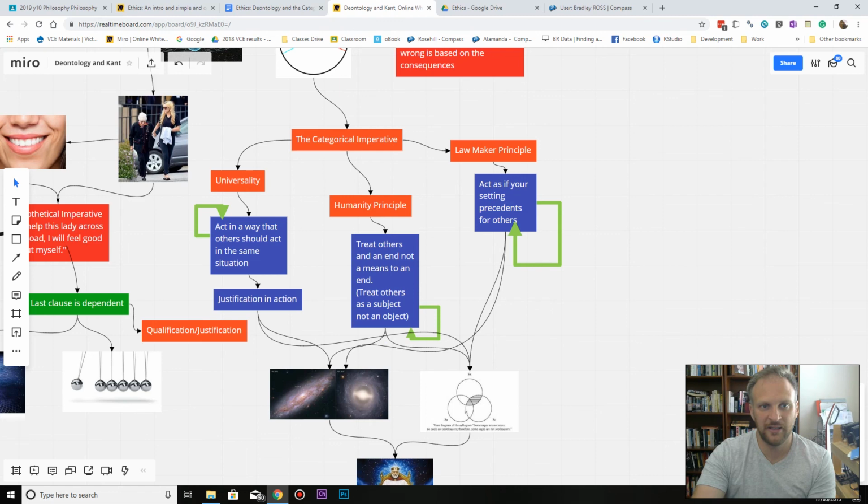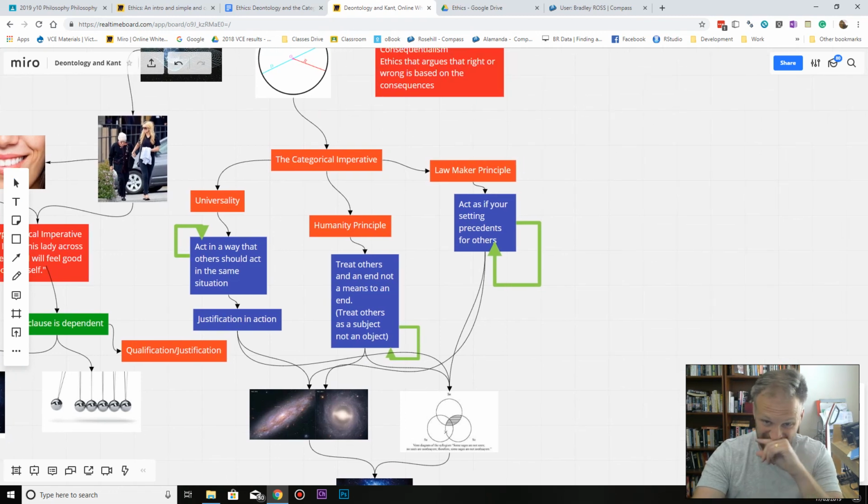And the last one is the lawmaker principle, which is basically that the right thing to do, the self-justified action, is to act as if you're setting precedents or examples for how other people should behave that will become law for others. Take a note.